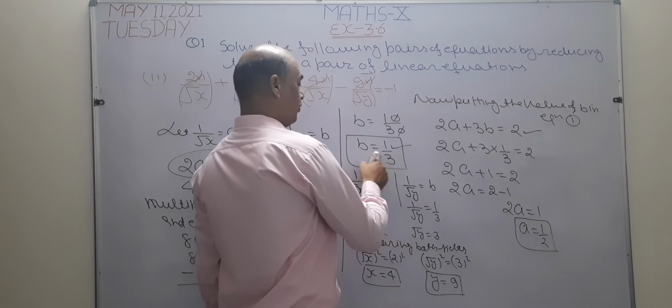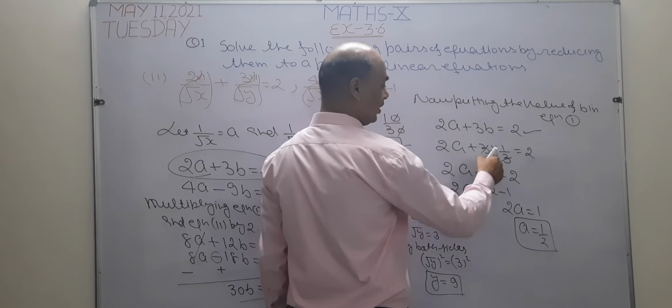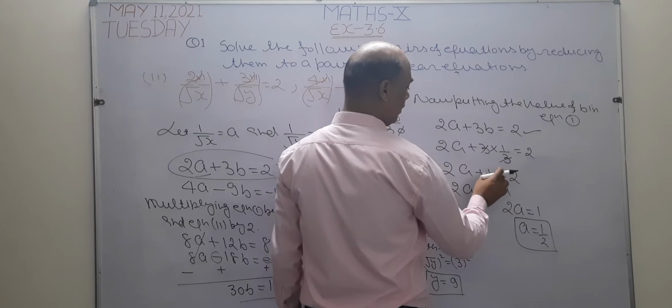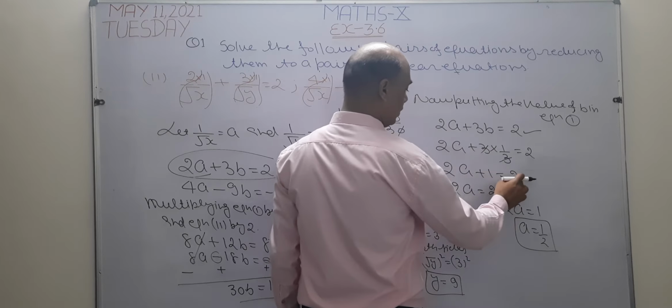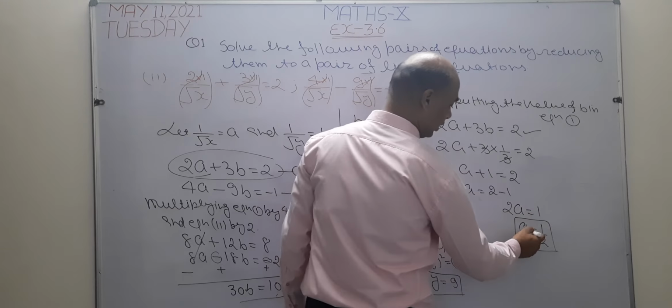What is the value of b? 1 by 3. So I write instead of b 1 by 3. Now this 3 is going to cancel with 3. What is left? 1. I take this positive term towards the right side, so this becomes positive to negative. So this becomes 2 minus 1. What is the value of 2 minus 1? 1. So the value of a becomes 1 by 2.